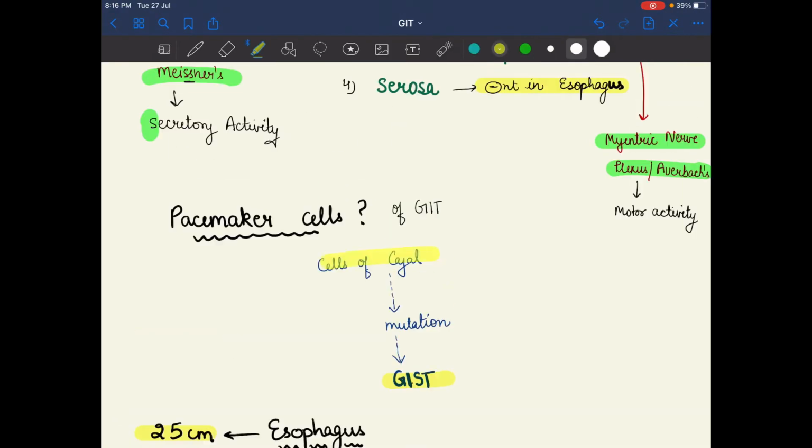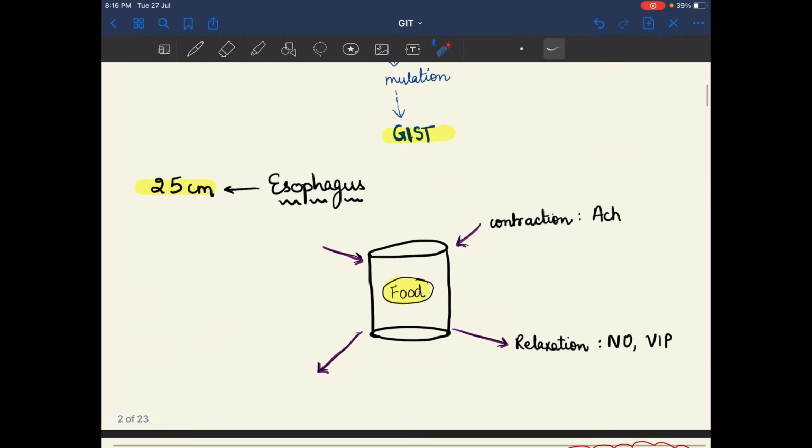Now next one is the esophagus. Let's begin from the esophagus, then stomach, then intestine. First esophagus, then esophagus tumor, then stomach tumor, intestinal tumors. Normally the esophagus is 25 centimeters long.